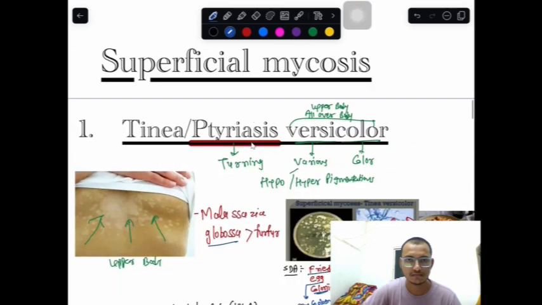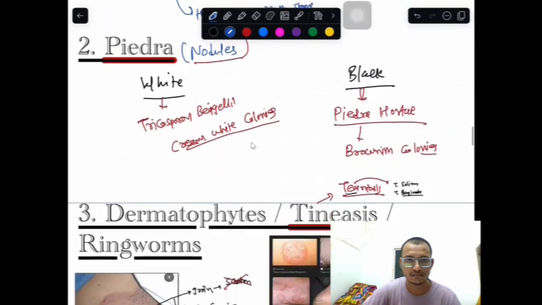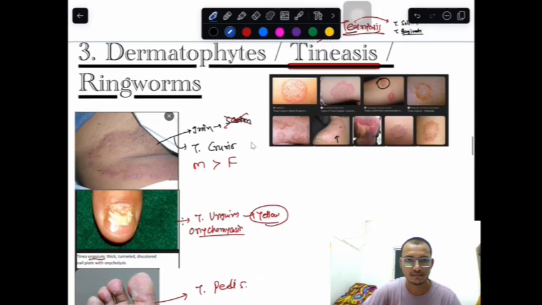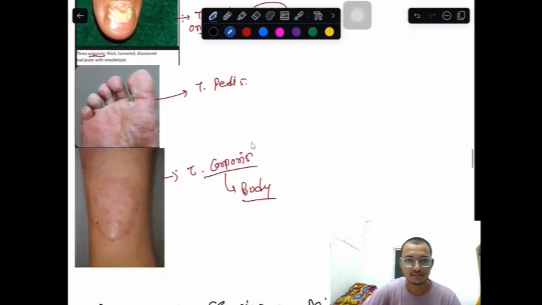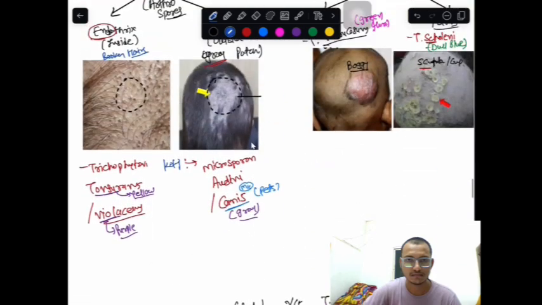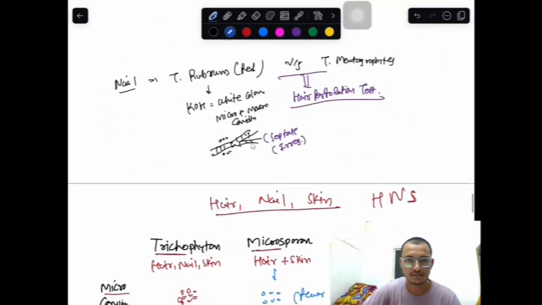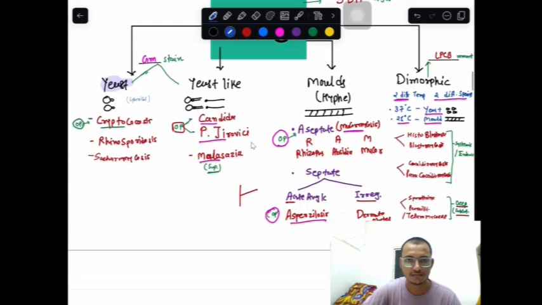Three most important topics: superficial tinea, pityriasis versicolor, and piedra, which is not much common. And dermatophytes, tineasis, ringworm, are the most common ones they ask in university exams and NEET PG, FMG or other exams. In detail, tinea capitis, all the lesions, species and microscopy, and we have also talked about the basic fungi concept.